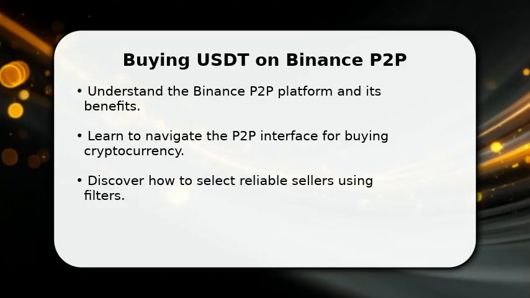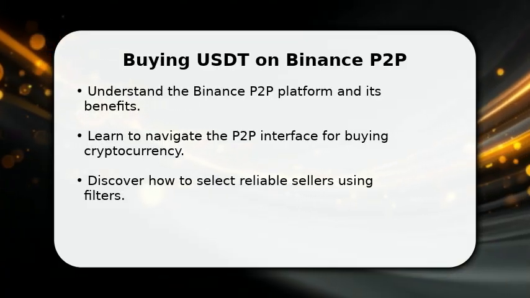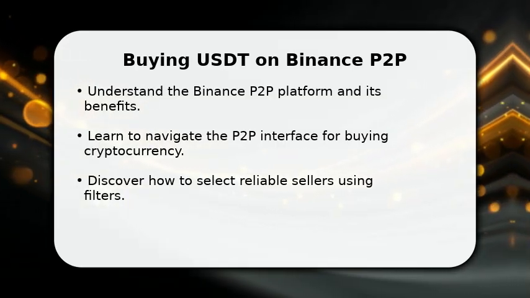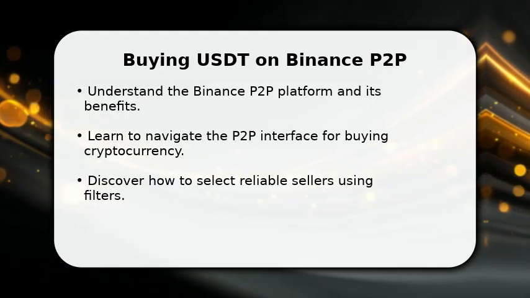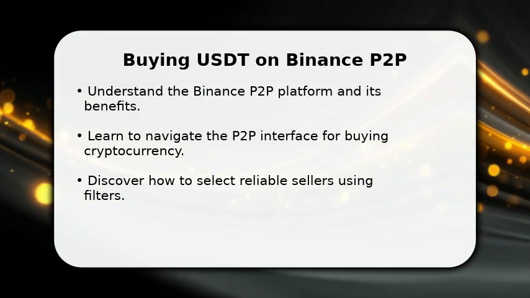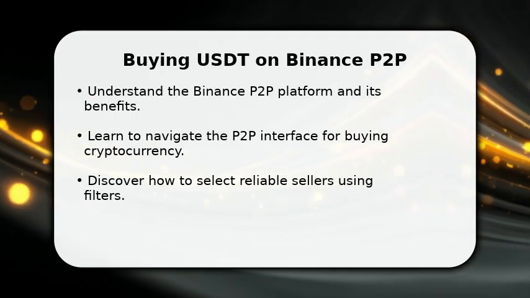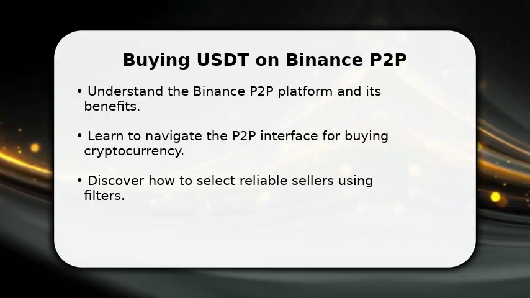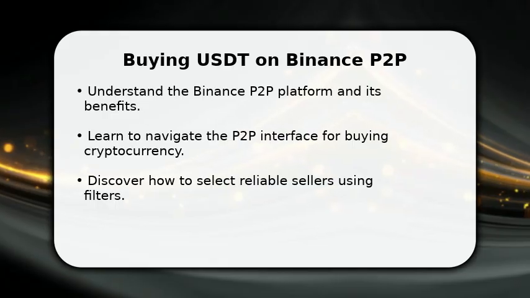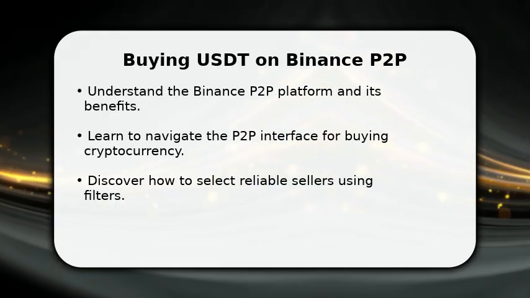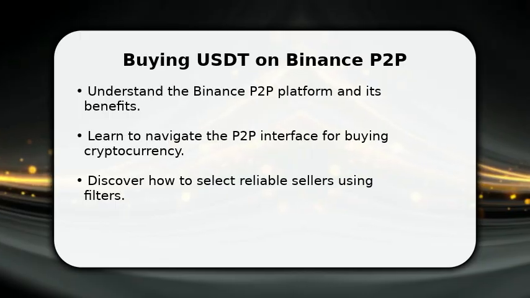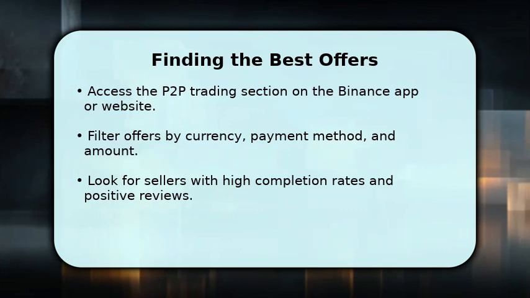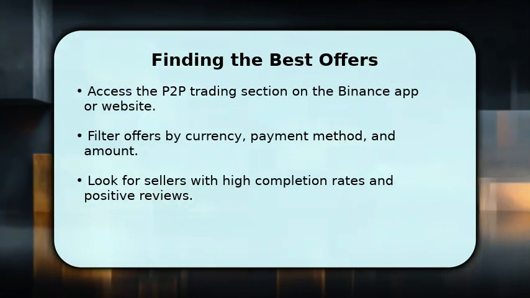Enjoy the video. In this video, I will explain how to buy USD on Binance P2P using a bank transfer. First, ensure your Binance account is verified and your bank details are ready. We will cover navigating the P2P section, selecting a suitable offer, and completing your purchase securely. This guide will help you confidently acquire Tether through a peer-to-peer transaction, ensuring a smooth and efficient experience from start to finish. To begin, open the Binance app and tap on the P2P trading option.